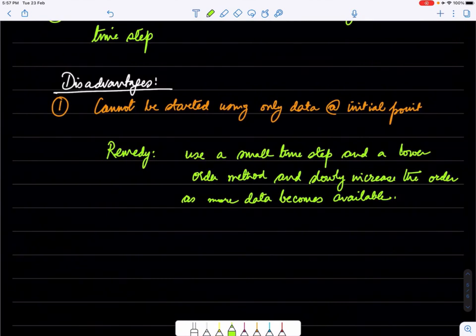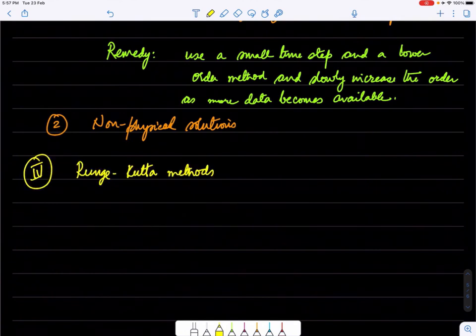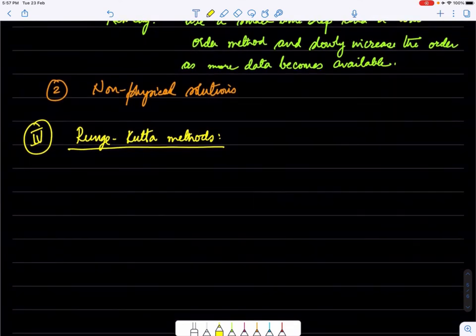The other disadvantage of these methods is that they can produce, or are known to produce, non-physical solutions. So that is a problem that these methods are known to exhibit. Now the last category of methods that I want to discuss today in this lecture are the Runge-Kutta methods, and there are different Runge-Kutta methods depending on the accuracy you desire.